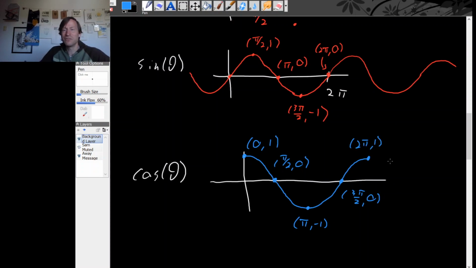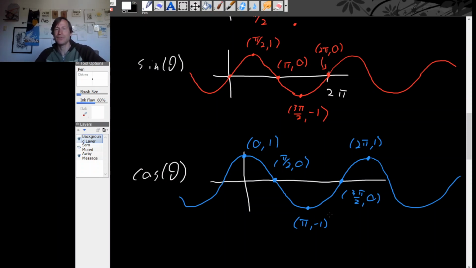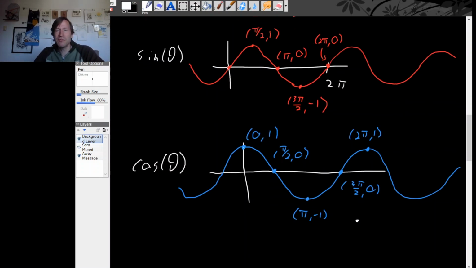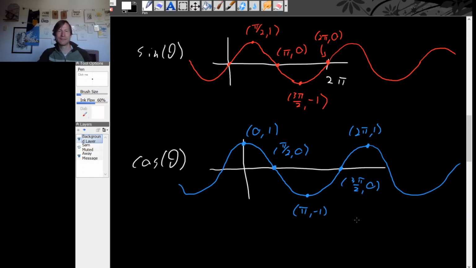Just like sine, if you go around the circle again, the x coordinates start repeating themselves, and so this graph actually repeats itself infinitely many times off to the left and off to the right, like that. Okay. So from this exercise, we can actually see a couple things about sine and cosine.